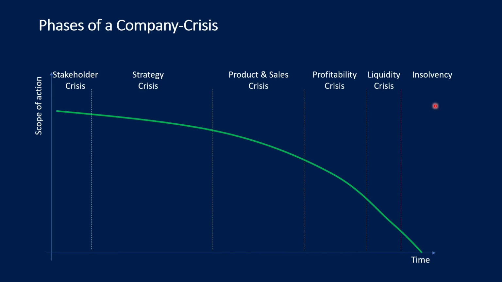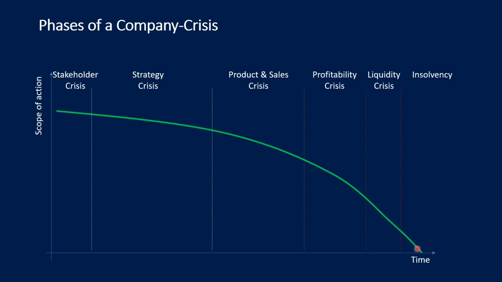What is special with those phases is that the scope of action, so what you can do, is narrowing down. In the stakeholder crisis, you have many options. In the strategy crisis, these options become fewer and fewer, and thus your scope of action is going down and down and down. And in the end, you can't do anything anymore to come over the crisis.